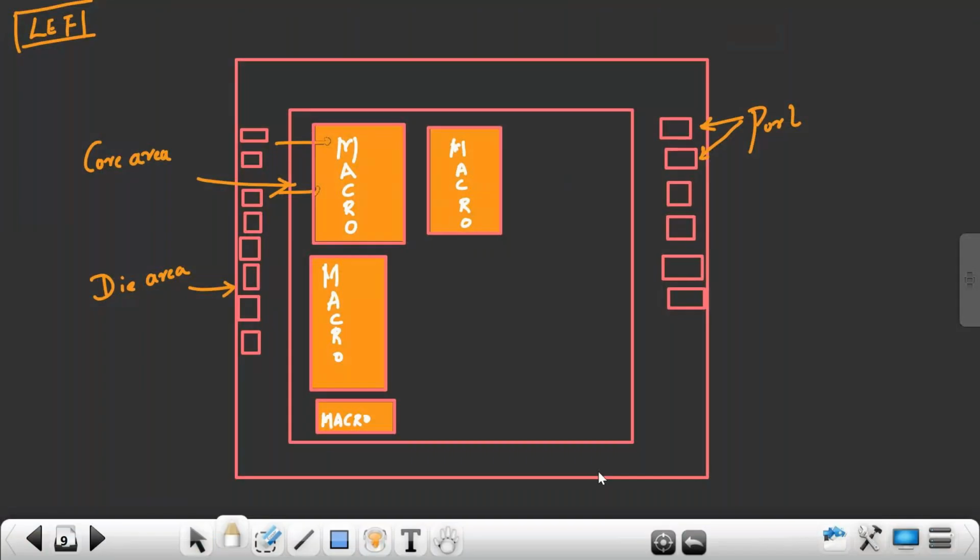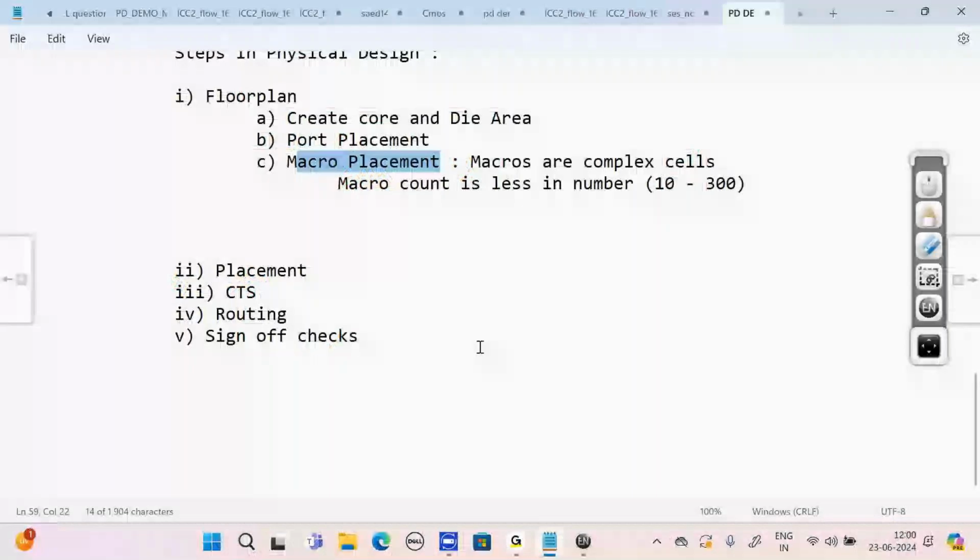See, macro placement is not straightforward. It's not that you take the macro and place it wherever you want. You have to do a lot of analysis and follow a lot of rules. There are well-defined rules to do macro placement. So we have to learn these rules, how to do the macro placement. That is covered in the advanced part. So next, after the macro placement, we have power planning.